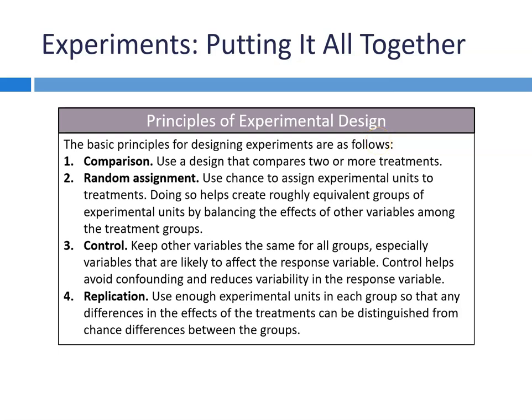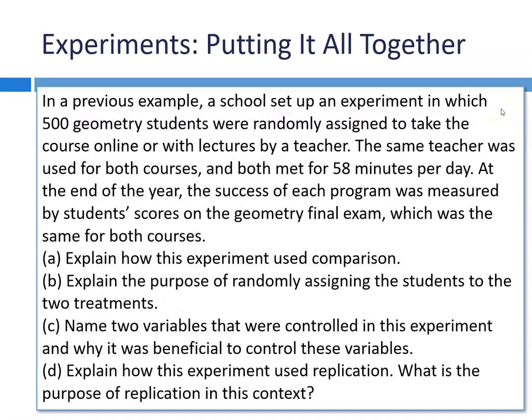In our recent video, we just went over the 4 principles of experimental design: comparison, random assignment, control, and replication. We went over their details and the reasons why we need each one to make a good experiment. So let's go through an example together that looks at some of these principles.